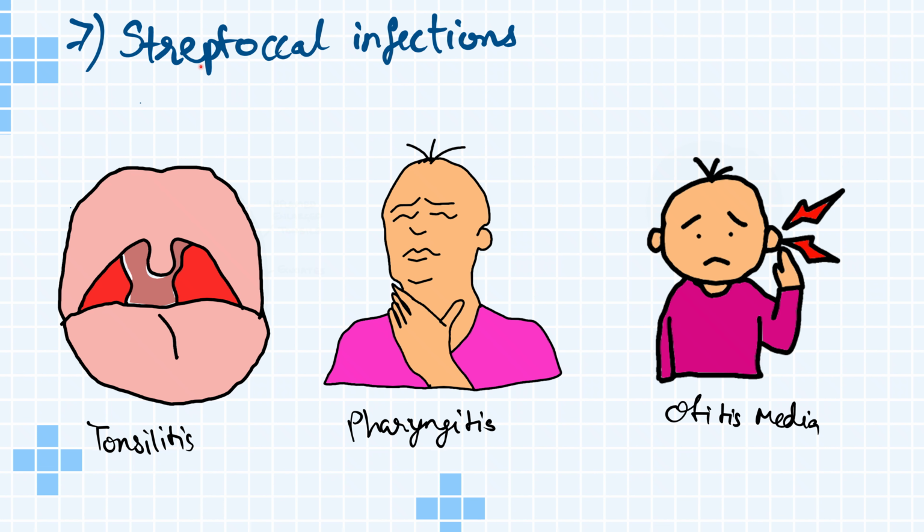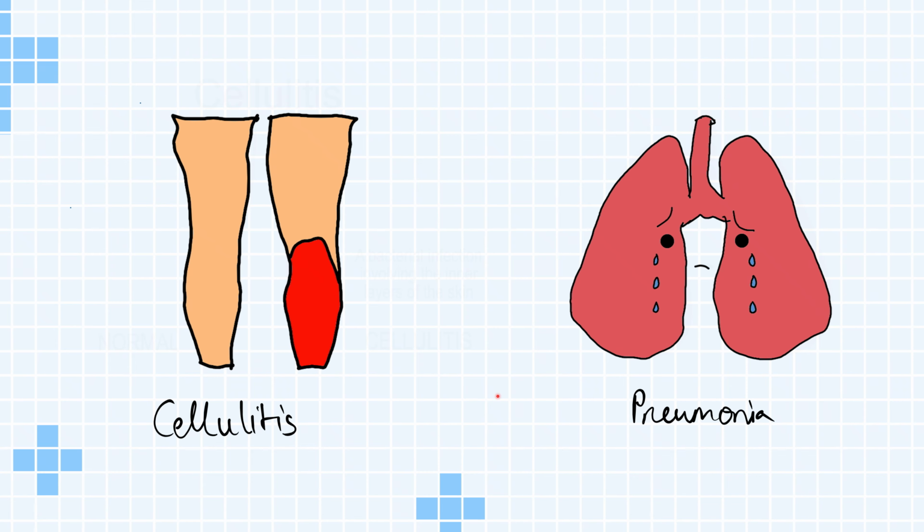Streptococcal infections can affect multiple parts of the body. Tonsillitis and pharyngitis cause throat pain and inflammation, while otitis media affects the ear. Cellulitis is a skin and soft tissue infection, and pneumonia affects the lungs. This drug helps control the streptococcal bacteria responsible for these infections.